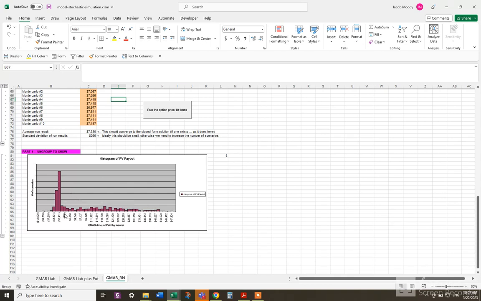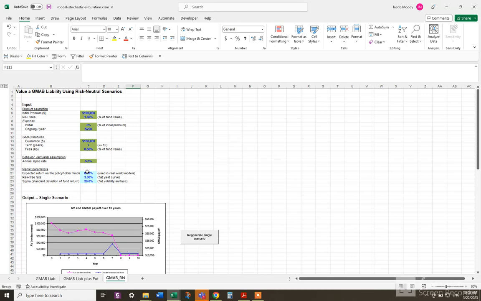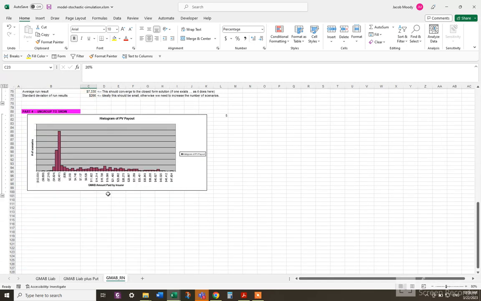If there's a question that said, hey, the GMAB is normally distributed, obviously that's false, because right here we have this really long fat tail, and you could get really, really bad scenarios, especially depending on, let's say, this expected return was a bit lower or the sigma was higher, then it's just going to get fatter and fatter of a tail and more likely for the insurer to lose money.